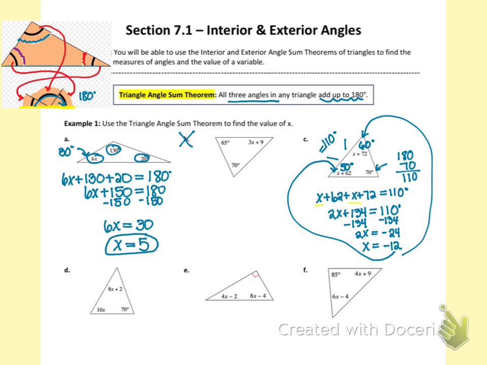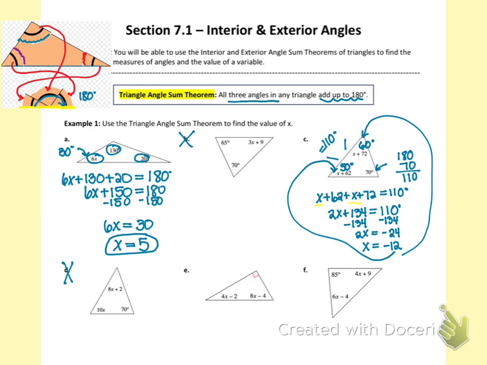Okay. So now if you ended up getting something that made angles be negative, then you have a right to be concerned about that. But here, x can be negative. It's just that when you find those angles using that value of x, they can't be negative measures. Okay. All right. So far, so good. All right. So let's maybe skip D.